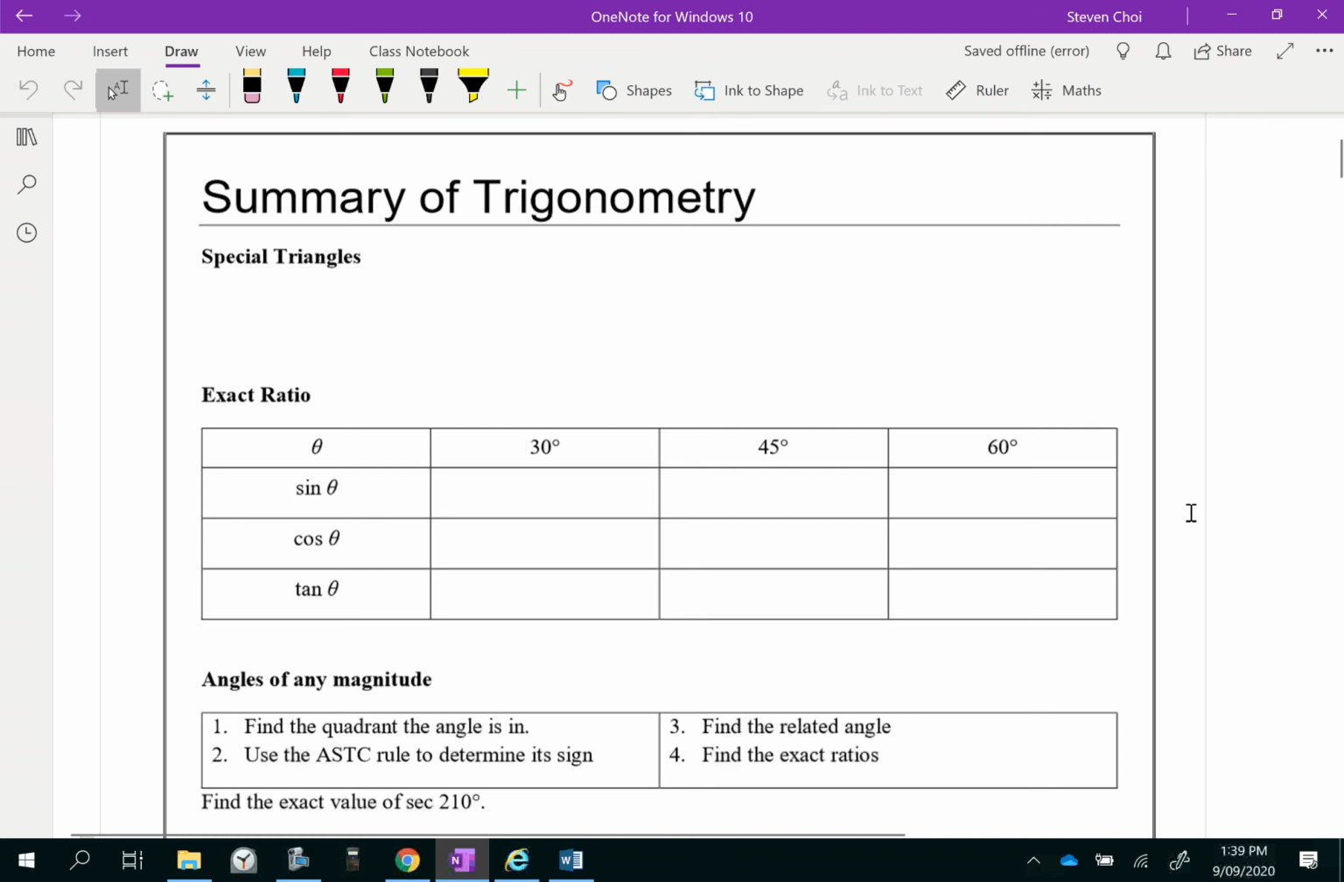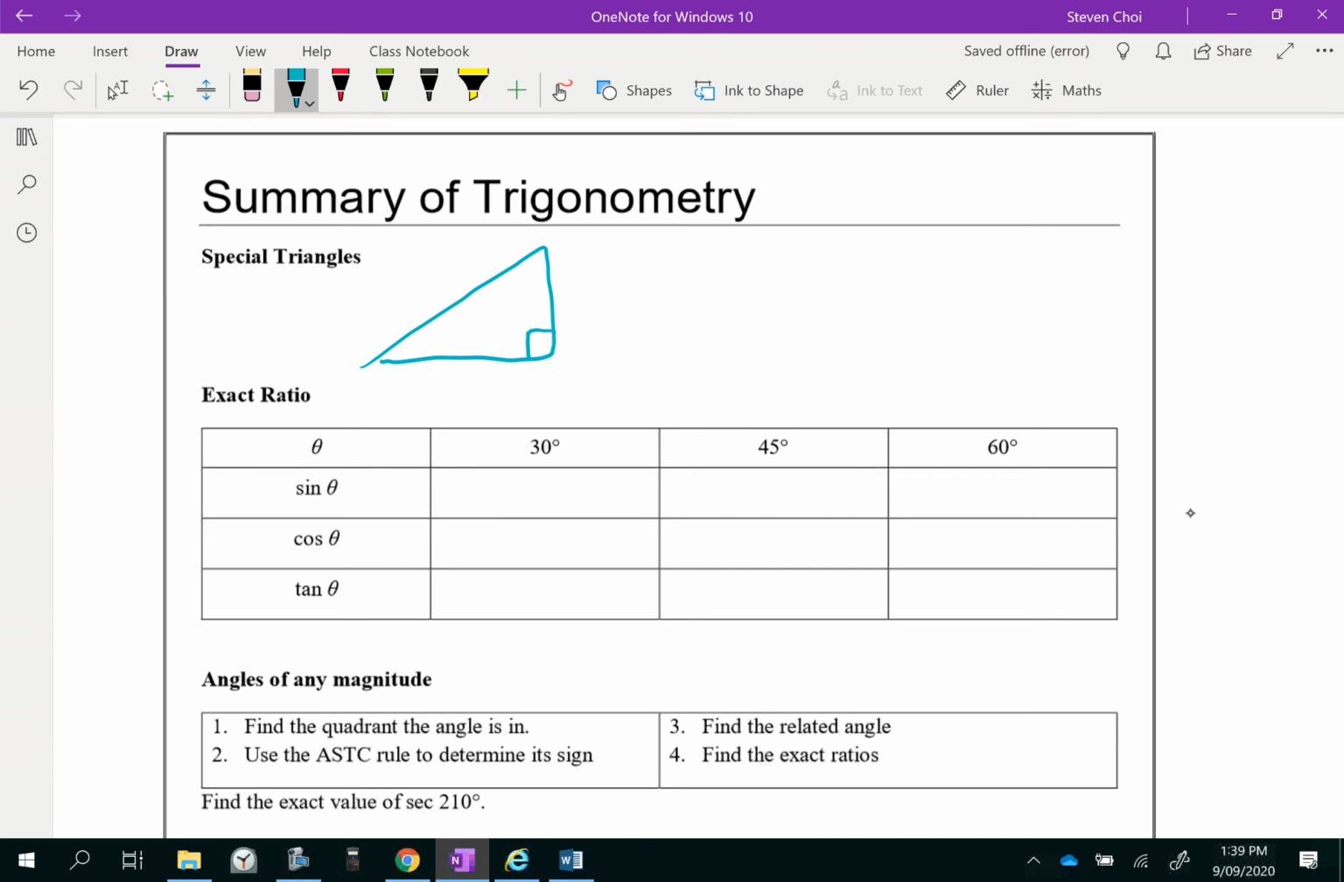So we're going to try to go through the 8 pages of work. We'll go through it quickly. All right, so we'll start with the special triangle. You need to know your exact ratio. Hopefully people can see the screen. If not, you probably have to come closer.